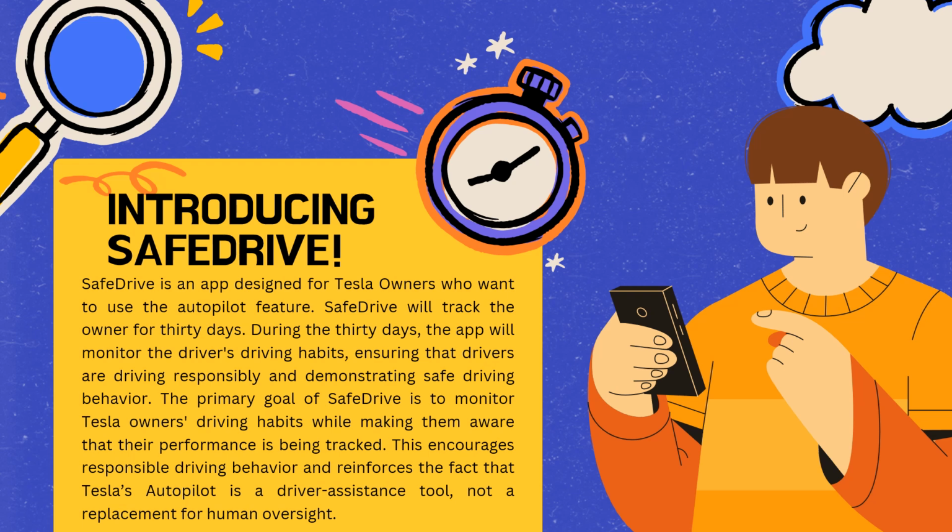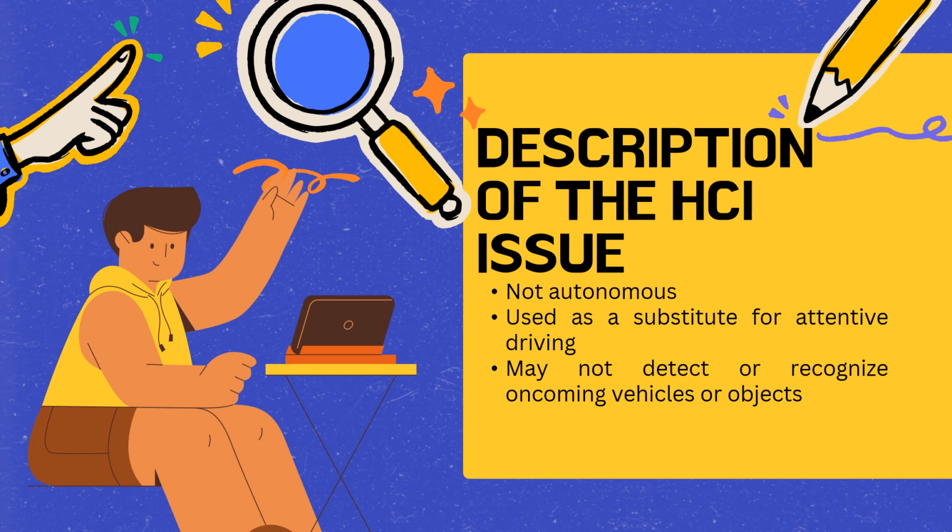The primary goal of SafeDrive is to monitor Tesla owners' driving habits while making them aware that their performance is being tracked. This encourages responsible driving behavior and reinforces the fact that Tesla Autopilot is a driver assistance tool, not a replacement for human oversight.